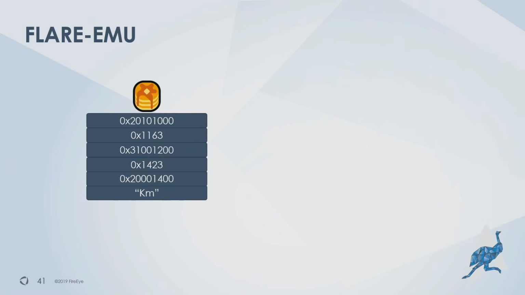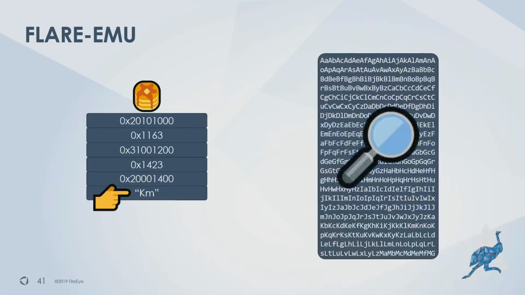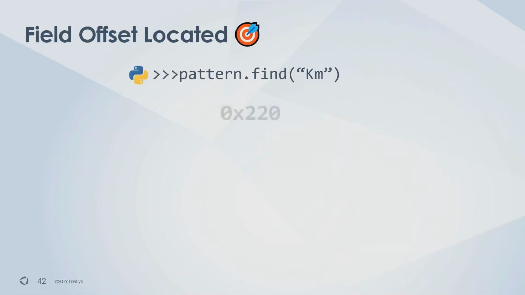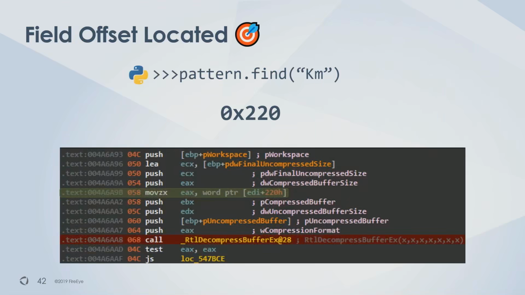I see all sorts of arguments into decompress buffer, but I also see that the first argument, the compression format, is now KM. KM is obviously not a valid compression format, but since we preloaded the data manager structure with this pattern, we know it's going to be somewhere within our pattern. And sure enough, there it is, right at the bottom. If I wanted to write a simple Python script here, I could just search for that pattern, and sure enough, hex 220. Let's go back and cross-check. Yes, it's at hex 220. The compression format is hex 220 off from the base of the data manager structure.